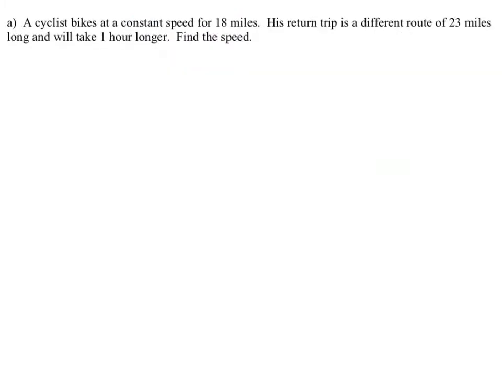A cyclist bikes at a constant speed for 18 miles. His return trip is a different route of 23 miles and will take 1 hour longer. Find the speed. We're assuming that he's riding at the same speed in both directions. So we can use distance equals rate times time to set up a table here where d is distance is equal to rate times the time. And we want to look at both the one-way trip and then the return trip.